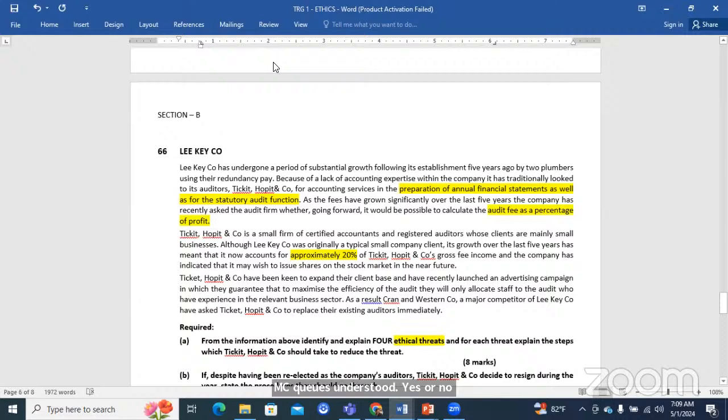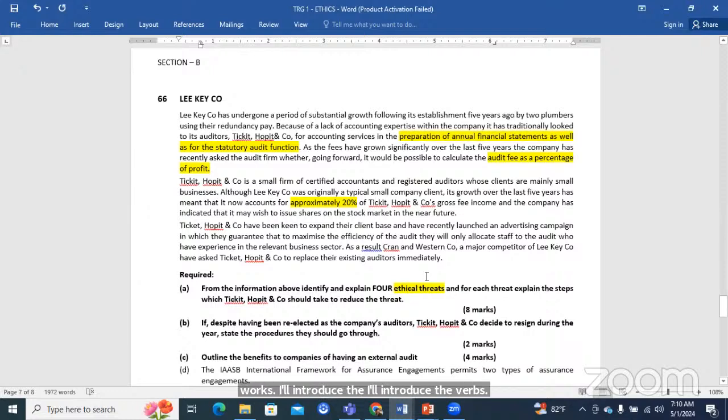Now, concentrate on the verbs. I'll introduce the verbs. Here the question is ethical threat. So threats, I feel you are all comfortable. No problem. For threats, what you should do is know the examples. You should know the case study examples. Then it is easy. For example, see here, preparation of financial statements, self-review threat. Audit fee based on the percentage of profit, contingency fee.